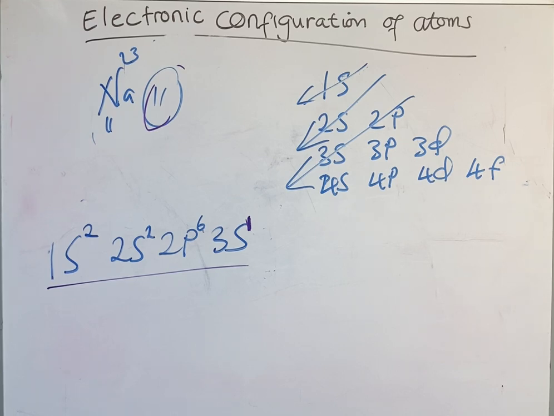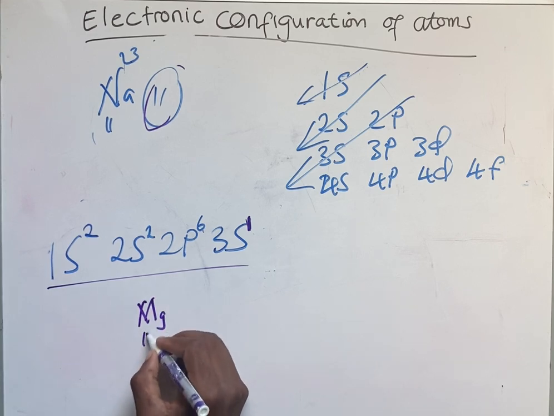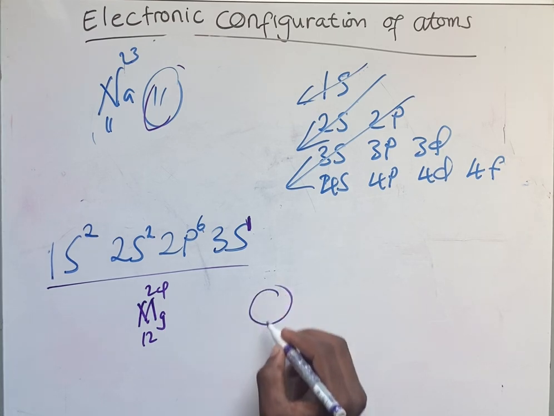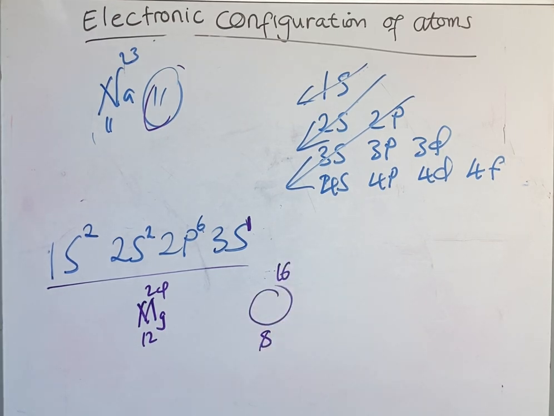I want you to write the electronic structure for magnesium. Magnesium has 12, 24 there. Then also for oxygen, 8 and 16.